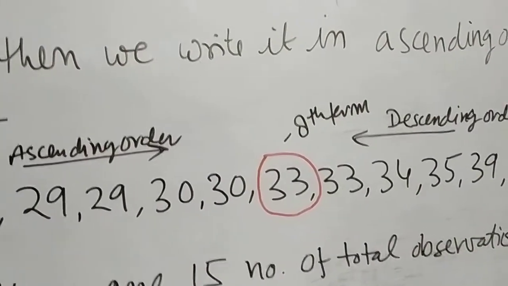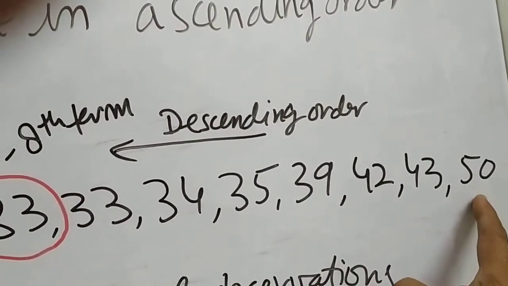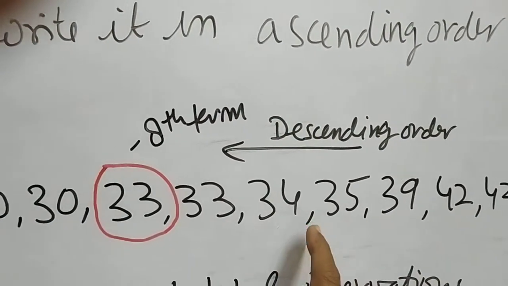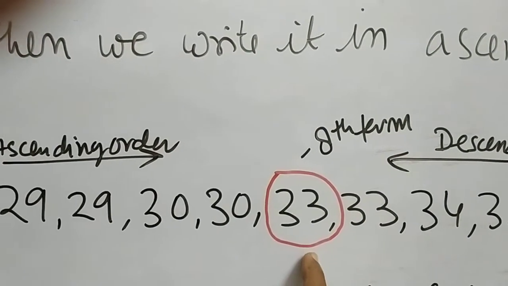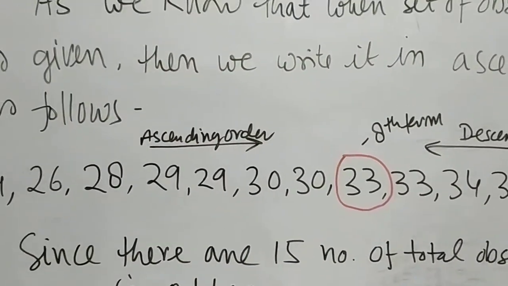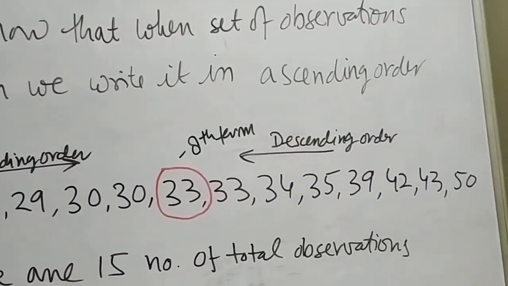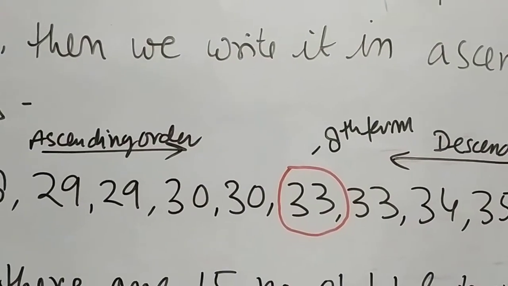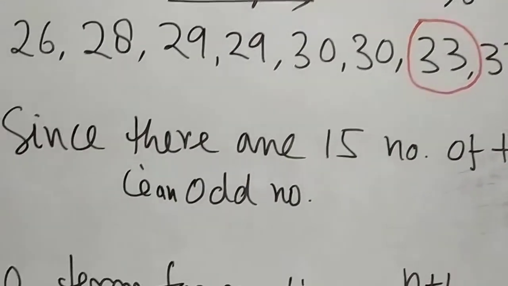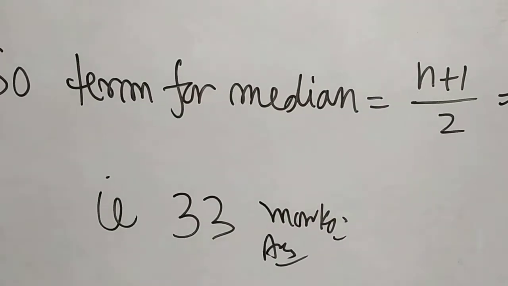And when you consider descending order, this is the first term, second term, third term, fourth term, fifth term, sixth term, seventh term, and this is the eighth term. That means either you go from ascending order or you start from descending order, you will get the same result. So 33 becomes the median of the question.